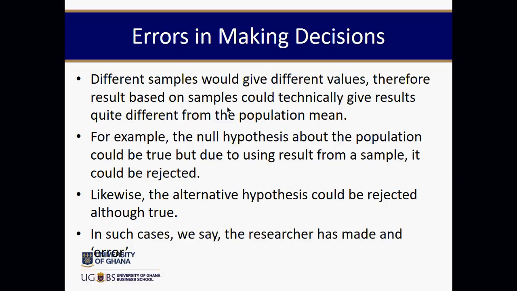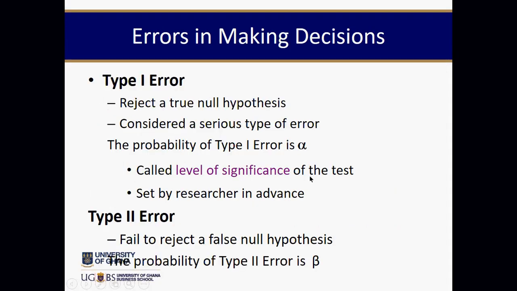Basically, what this means is that when you select a sample and the sample gives you information, sometimes it can be true. You can get the same prediction as when using the population, but sometimes it will change. For example, the null hypothesis about the population could be true, but due to using results from a sample, it could be rejected. Likewise, the alternative hypothesis could be rejected, although true. In such cases, we say the researcher has committed an error.